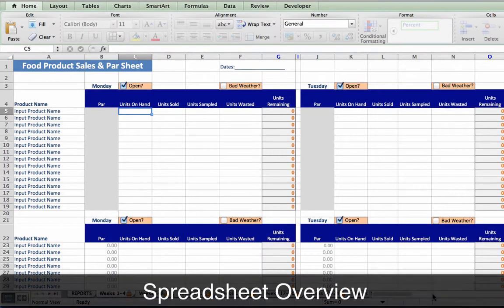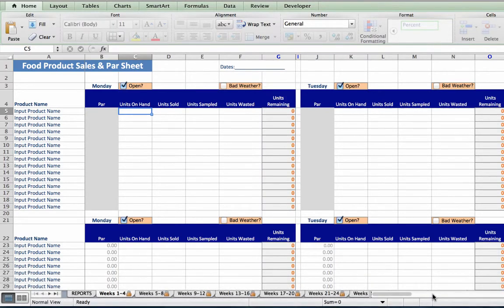The thinking behind this spreadsheet is that using your historical sales, you should be able to predict what your sales in the future will be. Since sales may vary by product type and by day of the week, as well as be impacted by weather or other outside phenomena, all of that has been built into this spreadsheet.